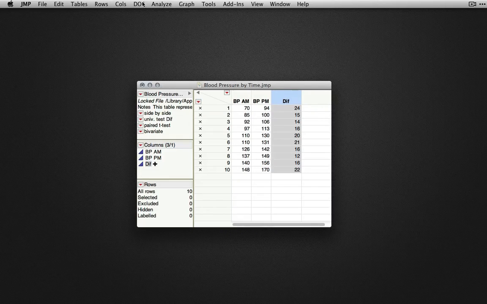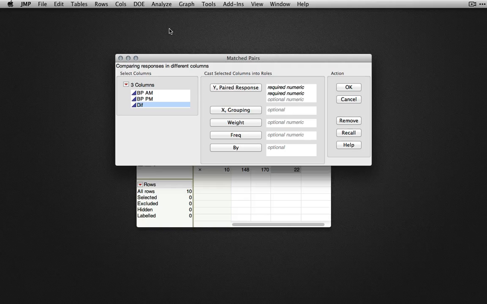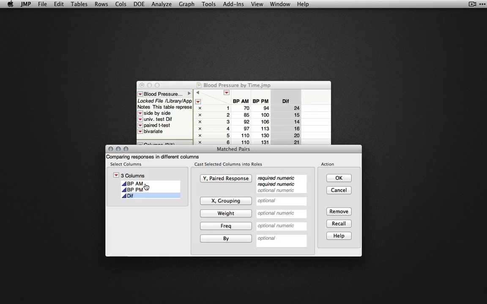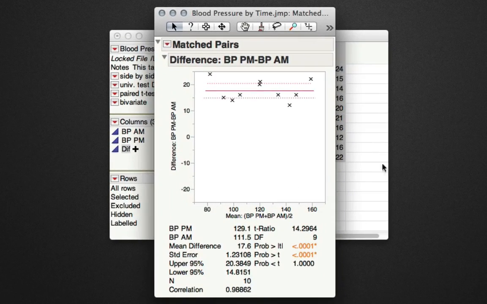Our first method to analyze these data uses analyze matched pairs. This platform expects two numeric columns representing the paired observations for each subject. I'll put in blood pressure AM and PM as my paired response. I'll hit OK, and we get the default matched pairs output. For summary statistics, we can look at the mean difference observed and the standard error of that mean difference, including confidence intervals, the sample size, and the correlation between blood pressure PM and AM for each individual.